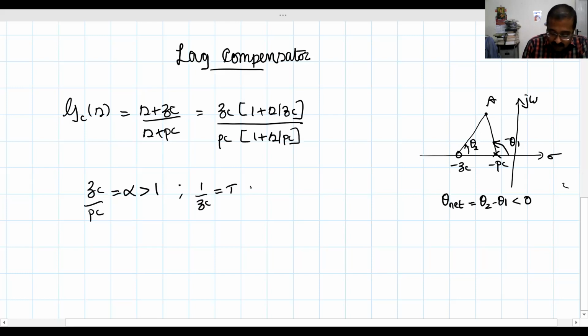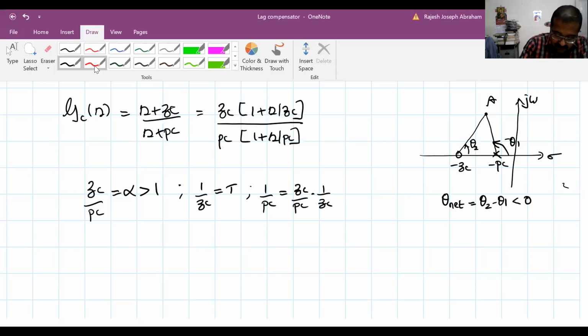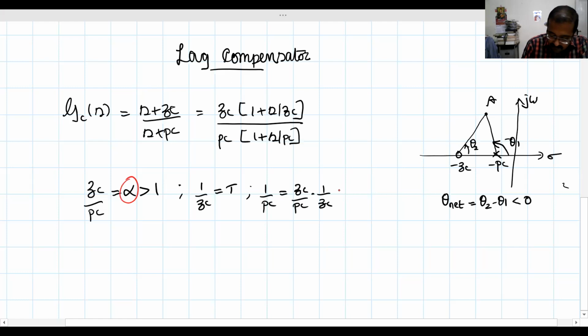And what will be my 1 by PC? I can write my 1 by PC as ZC by PC into 1 by ZC. But what is ZC by PC? ZC by PC is alpha. So I can write this as alpha. And what is 1 by ZC? It is T. So I can write my 1 by PC as alpha T. So this can be written as alpha into 1 plus ST divided by 1 plus S alpha T.